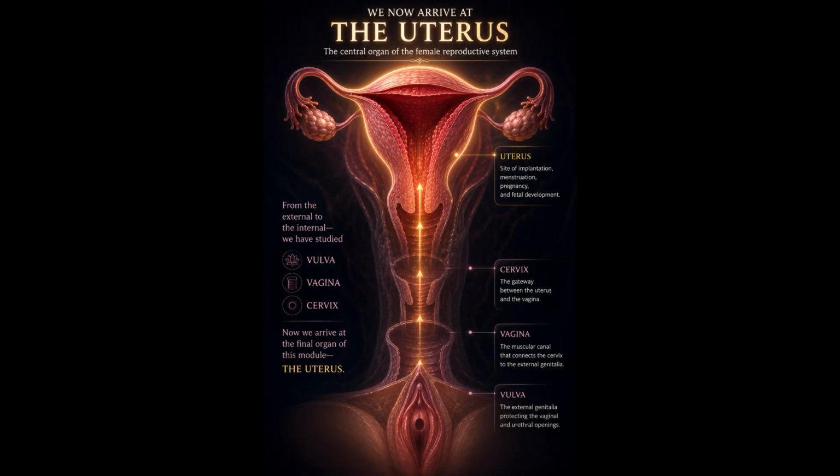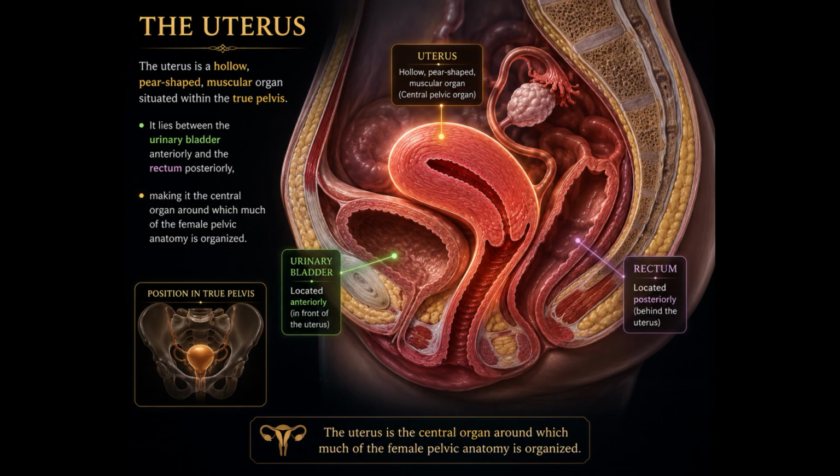Having studied the vulva, vagina, and cervix, we now arrive at the central organ of the female reproductive system, the uterus. The uterus is a hollow, pear-shaped muscular organ situated within the true pelvis.